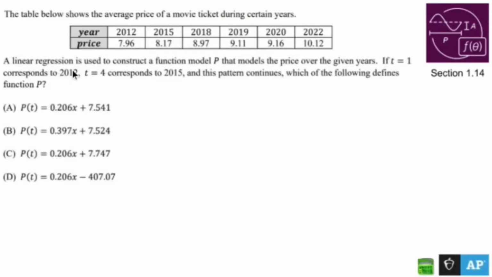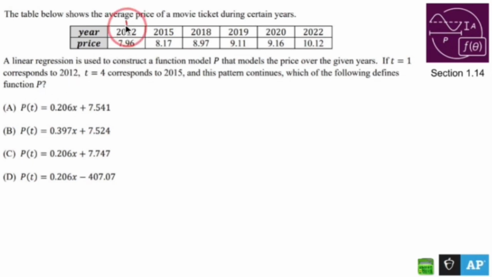A linear regression model is used to construct a function model P that models the price over the given years. If T equals 1 corresponds to 2012, T equals 4 corresponds to 2015, and this pattern continues, which of the following defines the function P? So I'm awful at these, so I have to write this out.